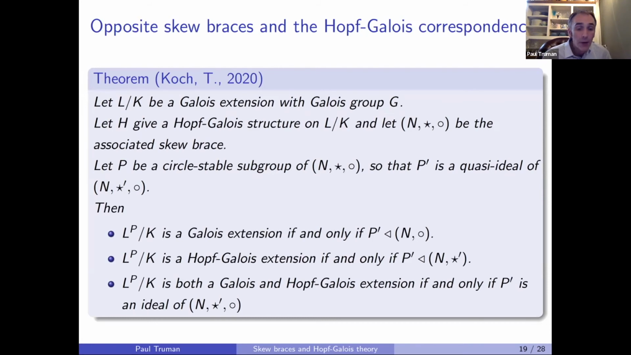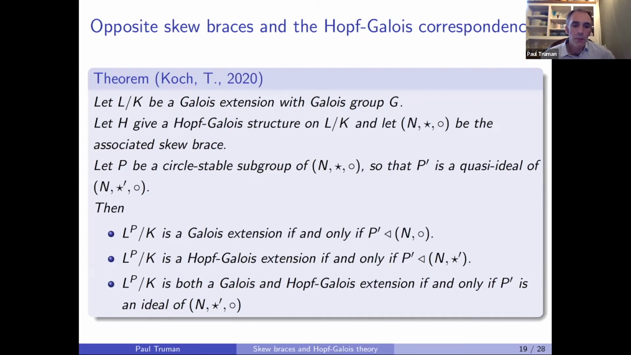L fixed by P down to K is a Galois extension if and only if P prime is normal in the circle group. It's a Hopf-Galois extension if and only if P prime is normal in the star group, or the star prime group, I suppose. And both of these things happen if and only if it's genuinely an ideal of the opposite skew brace.